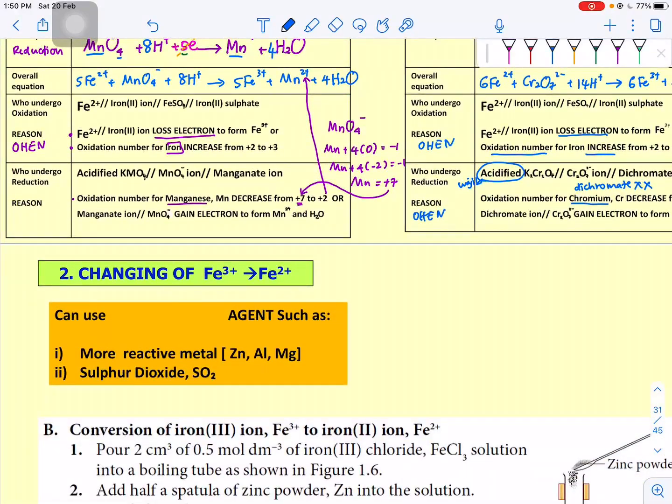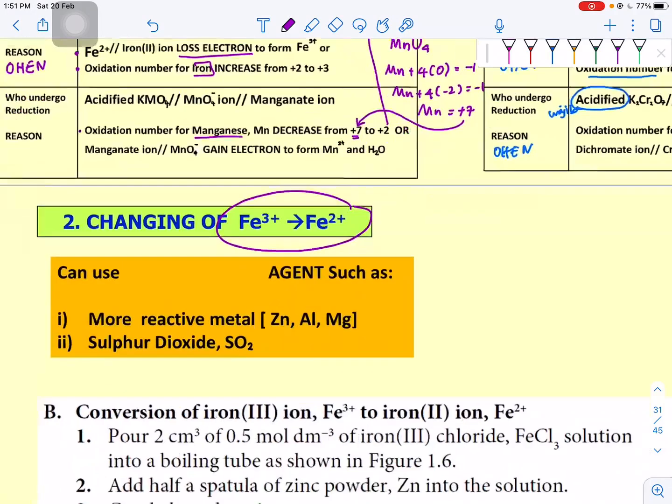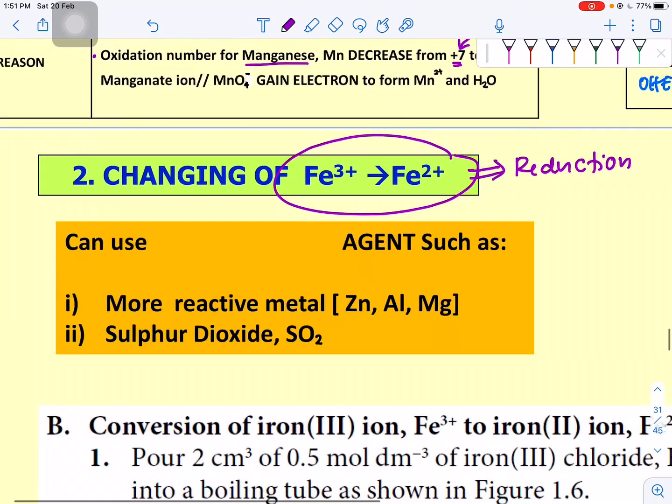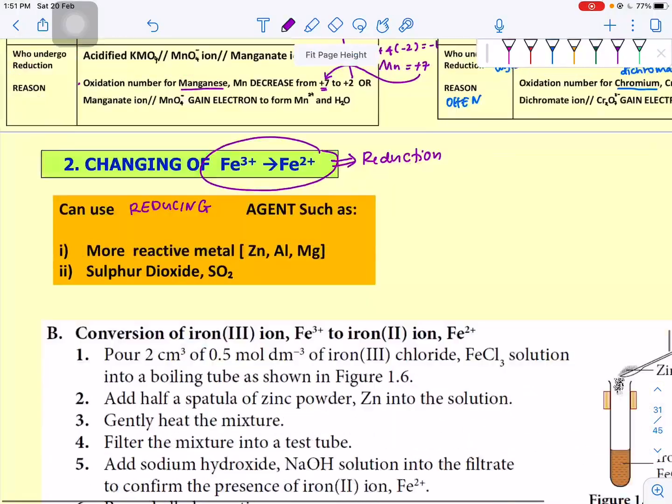Next, how can we turn iron 2 to iron 3? Okay, nak tukar, iron 3 to iron 2. 3 become 2, so kita tengok oxidation number dia decrease. So, kita dah tahu ini sedang berlakunya reduction. Bagi memastikan reduction can occur, kita perlukan agent. Agent itu dikenali sebagai reducing agent. Reducing agent, kita ada beberapa optional, antaranya more reactive metal, 3 pilihan, zinc boleh, aluminium boleh, magnesium boleh, or sulfur dioxide. This is the reducing agent untuk tukarkan iron 3 kepada iron 2.